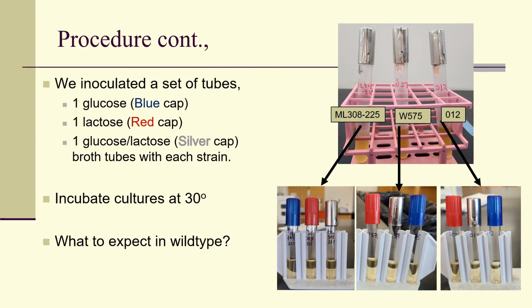We have 3 kinds of media. We have glucose broth. In the blue cap tube, we have lactose broth in the red cap tube, and we have glucose-lactose mixture in the silver cap tube. We will inoculate a set of 1 glucose, 1 lactose, and 1 glucose-lactose mixture for each of our E. coli strains. We have ML308225, a loopful inoculated into each of our 3 media. Same for W575 and for 012 strains.